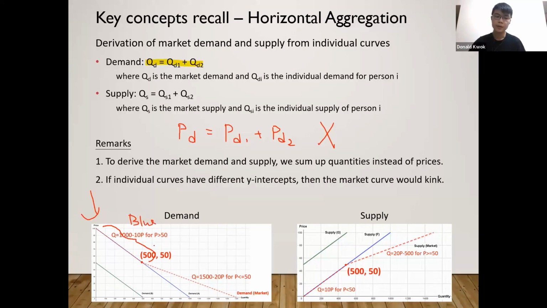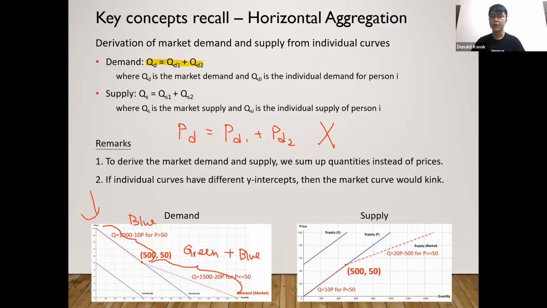So the market demand curve when price is above 50 only incorporates the demand expression of the blue buyer. However, when the price is low, below 50, then both the blue and the green buyer are buying positive units. So the market demand curve should incorporate both the individual demand of the green buyer and the blue buyer when the price is below 50.